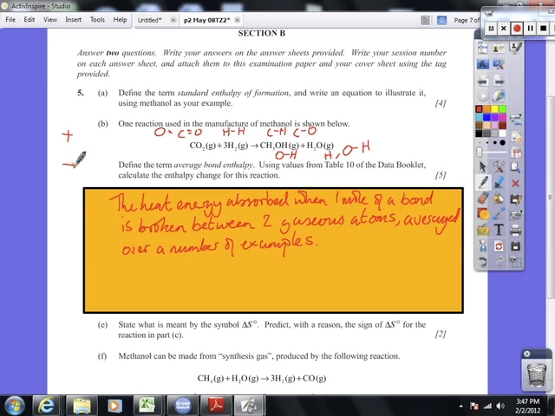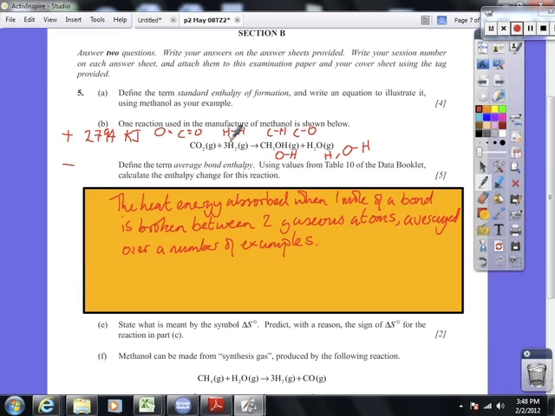So you add together for the bonds broken 2 times 743 and 3 times 436. And that's going to give you a total bonds broken of 2794 kilojoules. Okay, 2 of these bonds, 3 of these bonds.